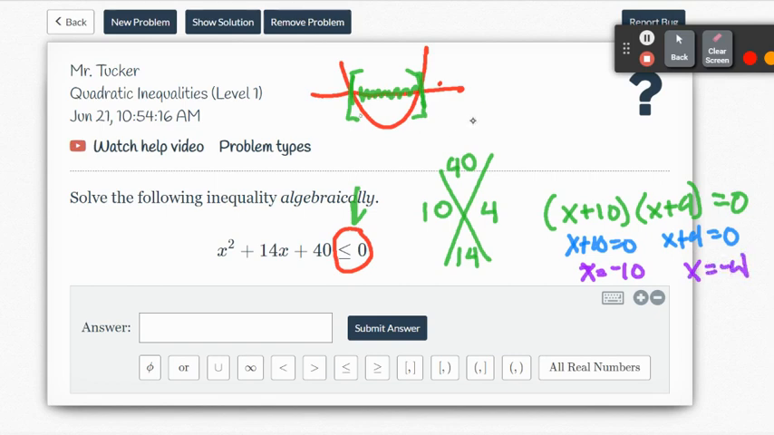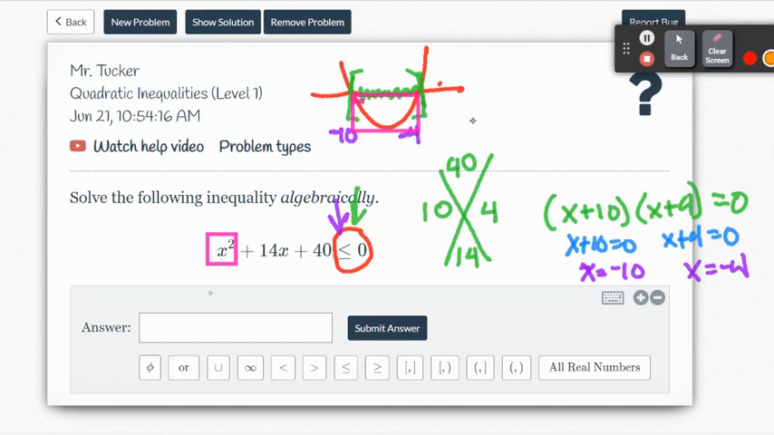Now what that tells me is this leftmost bound is negative 10. The rightmost bound is negative 4. And so my shading, because it says less than or equal to 0, that's this region right here where the graph goes below the x-axis. So right here is the region of the graph that would be below, because I had a positive a value at the beginning of the function. So then I have to analyze and decide that my solution set is the region between negative 10 and negative 4.